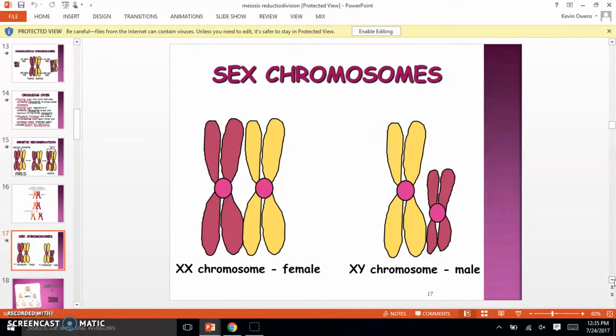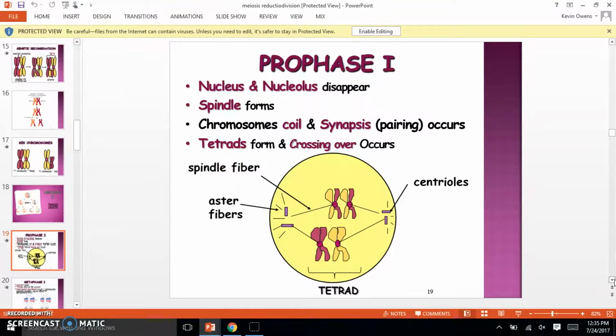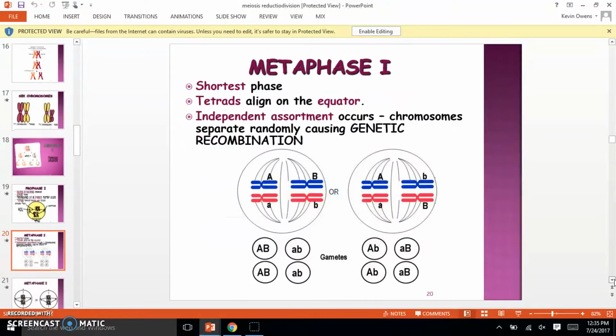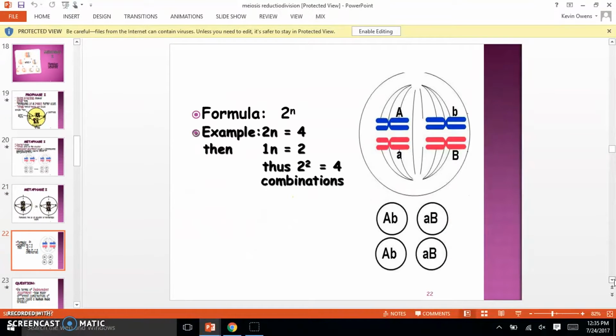In the female, you are an XX chromosome, and in the male, you're an XY. Meiosis 1, homologs separate. The nucleus disappears, the spindle forms just like in mitosis. Metaphase, the shortest phase, this is when they all line up in the middle and they'll eventually separate. Homologs line up at the equator or metaphase plate. So you can see the different combinations that you could get right there.